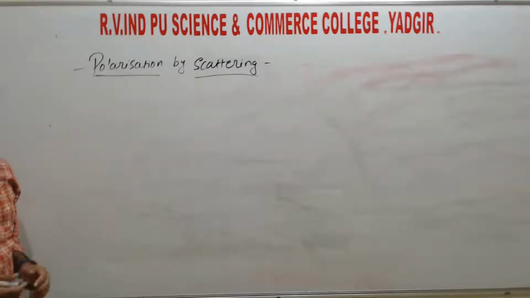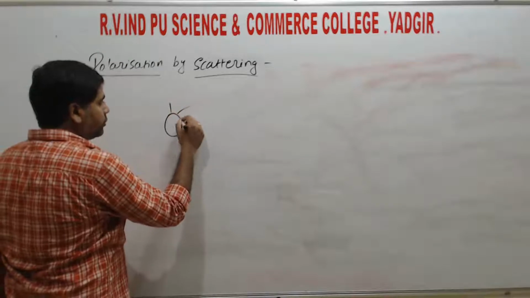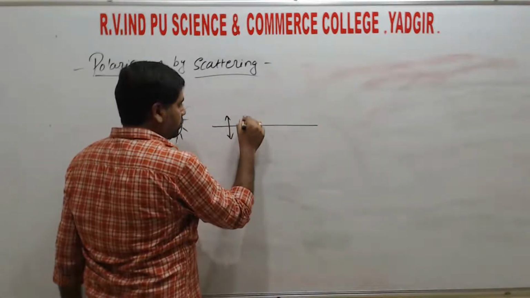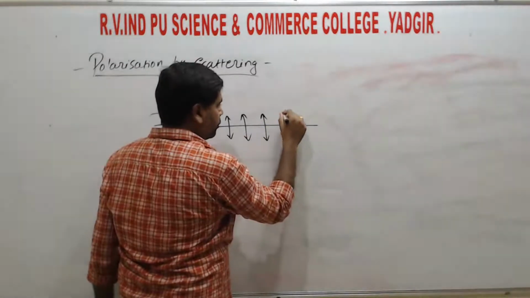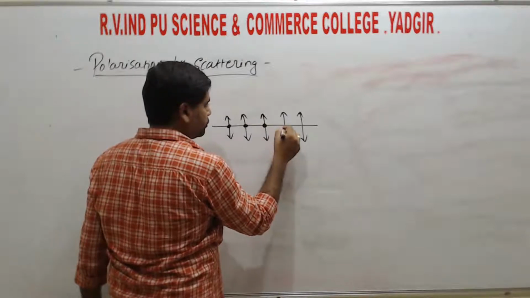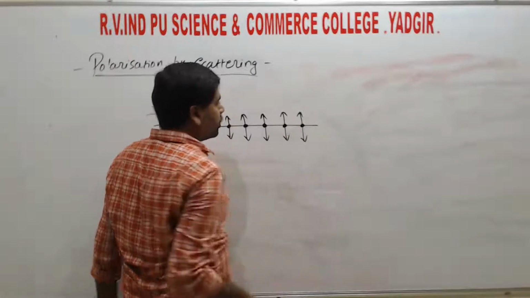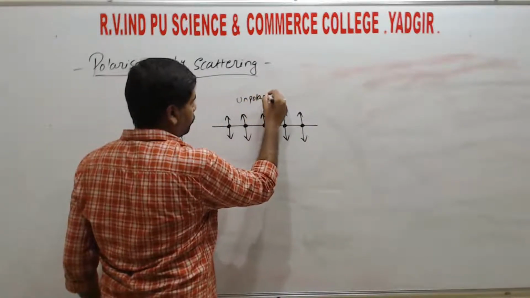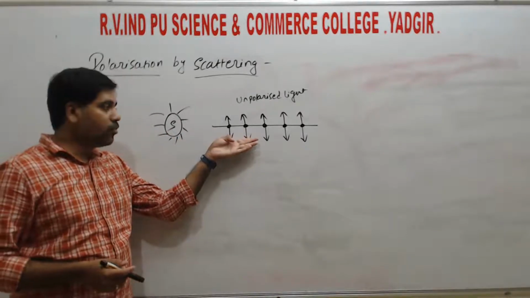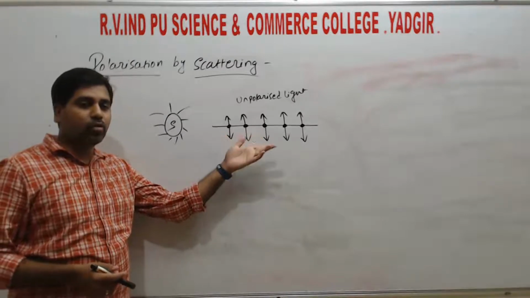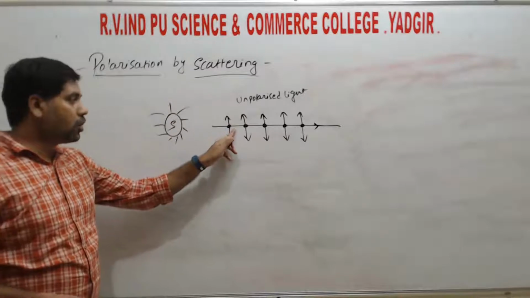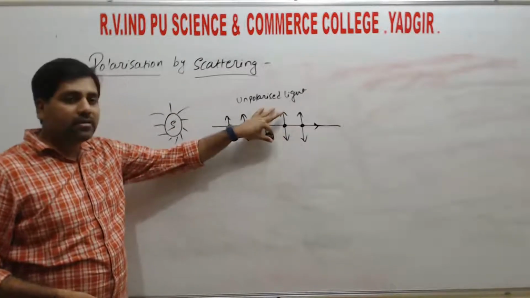So here also the same thing happens. When unpolarized light from the sun, if we consider this as the sun, the light which is coming from the sun is unpolarized light, right? Here also we can resolve this unpolarized light into two components. One is parallel to the direction of incidence, that is nothing but the arrow marks, and also the dots which are perpendicular to the direction of incidence, right? These are the two components.